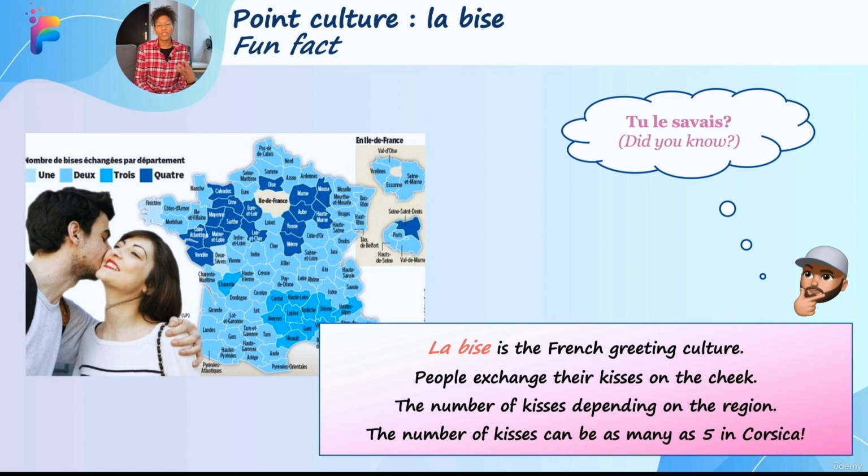So to avoid the situation where you just leave the other person waiting for more kisses, you can always ask them, how many kisses do you give? And you also need to know that for some people, you need to start either from the left cheek or from the right cheek. And because of that, sometimes you might nearly kiss each other on the mouth because you don't know where to start. So be mindful and always ask if you're not sure.